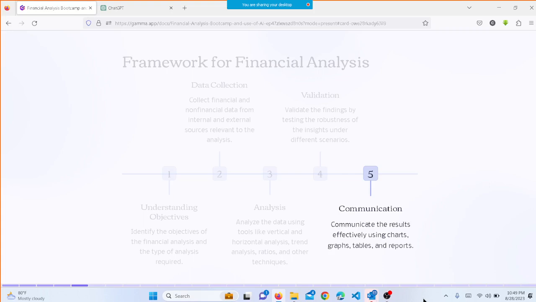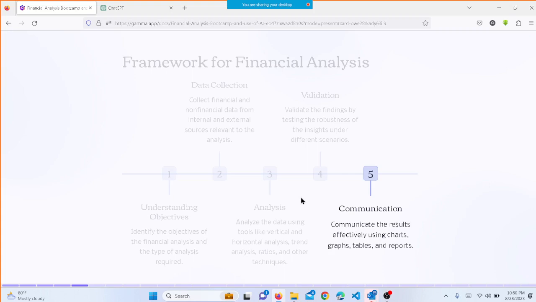So AI can help you in all those five steps. I mean, not in understanding the objective, because that has to be done by the person who is doing the analysis. Data collection can be done, analysis can be done, validation has to be done by a human. AI cannot do the validation that much, because the validation formulas are very complex. And for communication, AI can assist in preparing the reports, the charts, the graphs, and the tables. So those things can be automated.